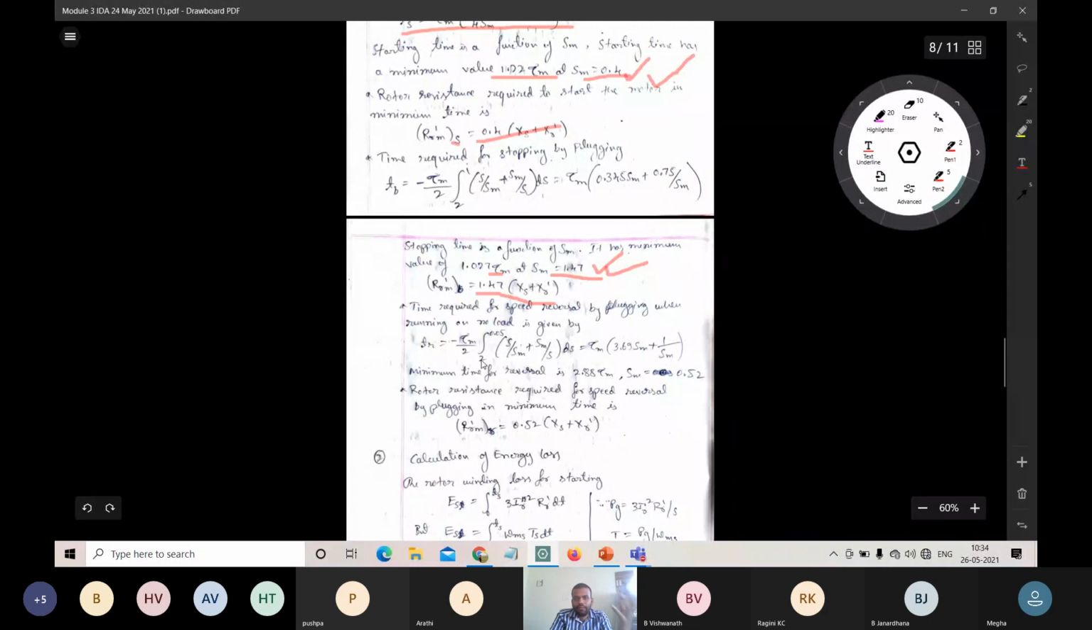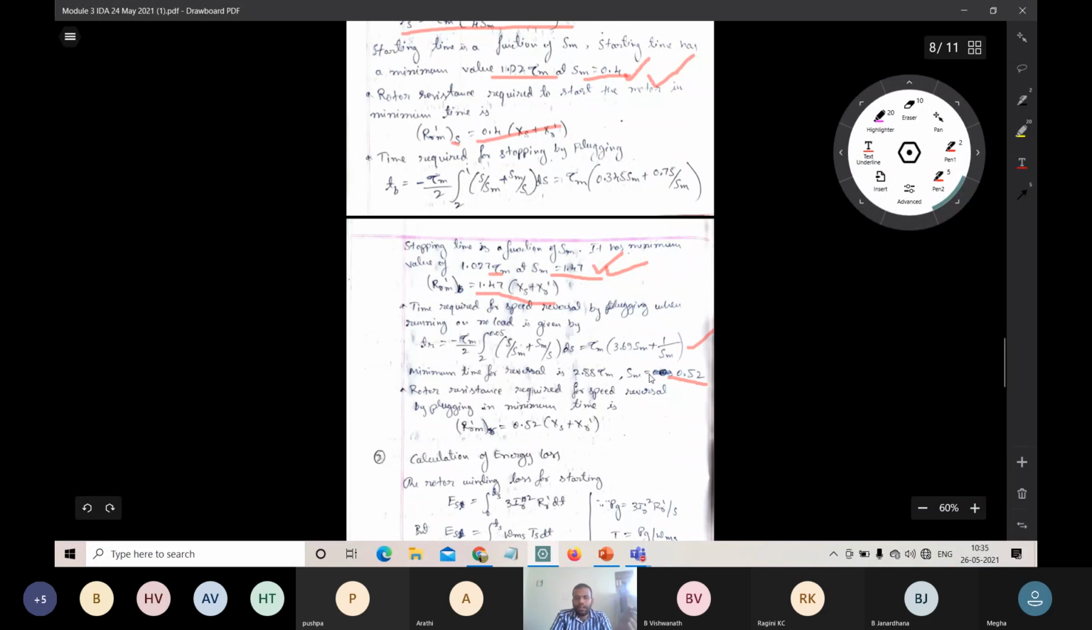So the standard slip values, for S by Sm plus Sm by S. Here is one more time constant, 3.69 Sm by 1 by Sm. So this is the minimum time required. At Sm equals 0.5 it is 2.88 tau m.